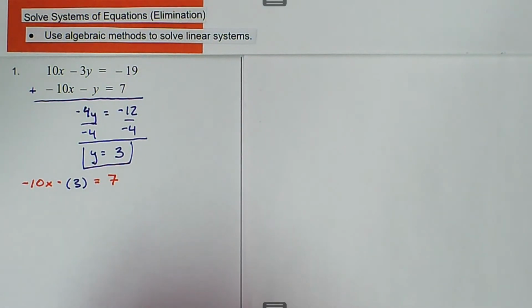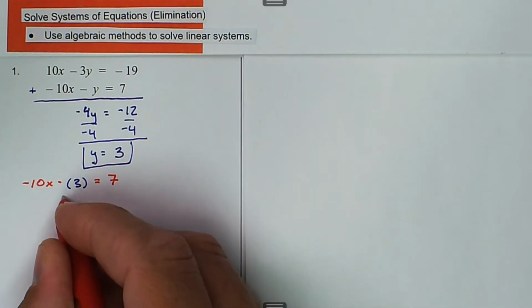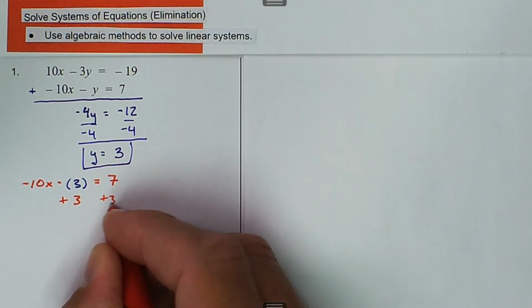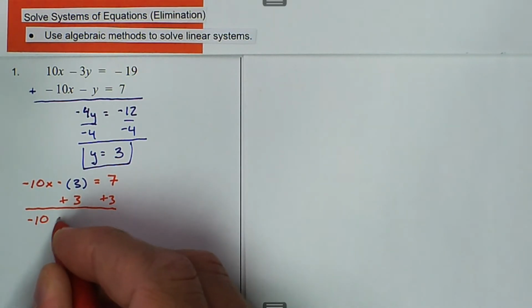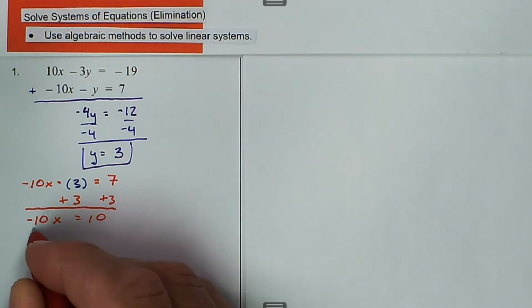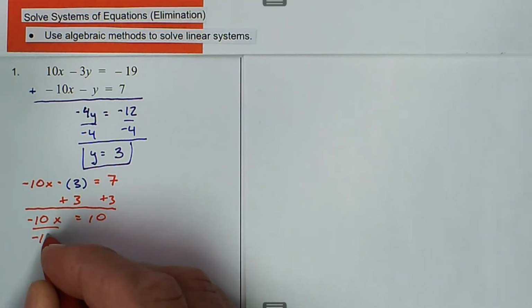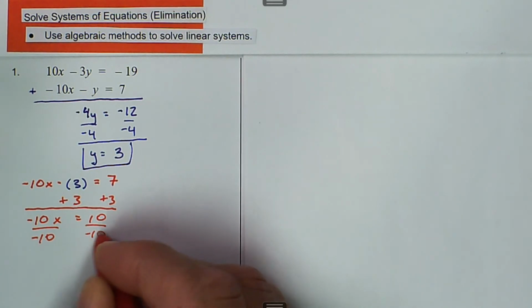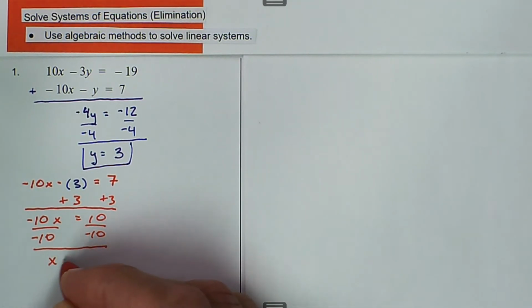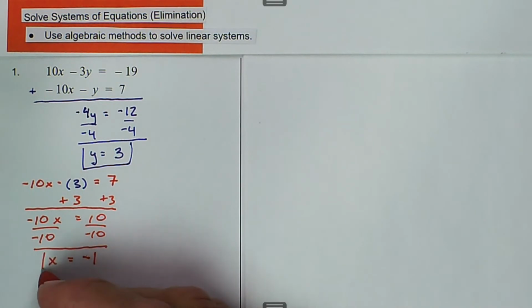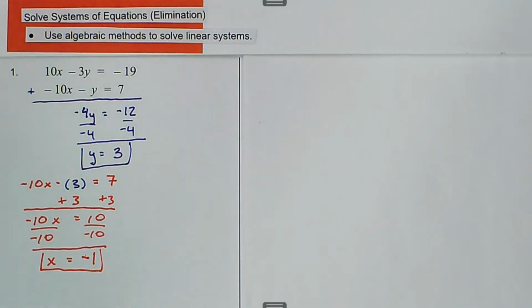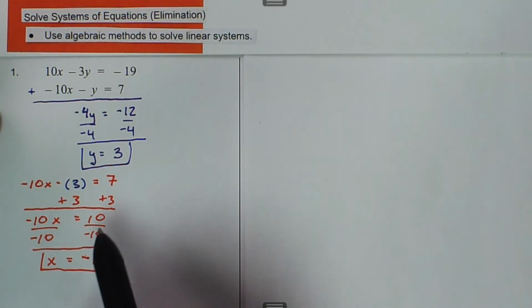So we go ahead and we can solve that. So we can add 3 to both sides, and then we get negative 10x is equal to 10. And then we can divide everything by negative 10. And then we get x is equal to negative 1. So now we have an x and we have a y. And now what we can do is substitute the values into the other equation.